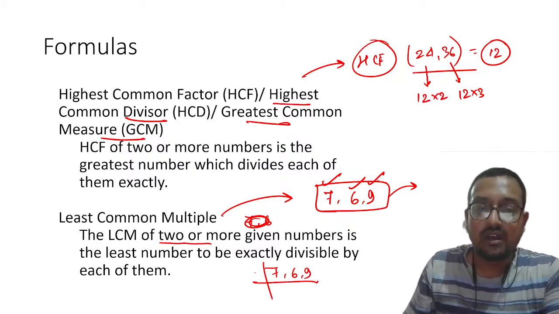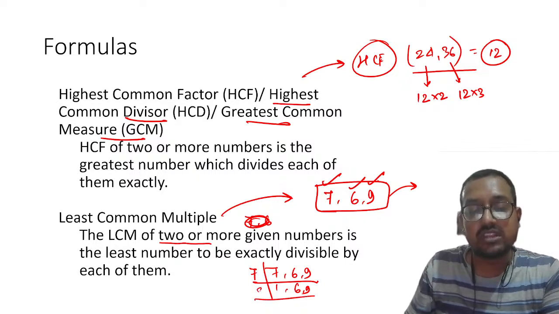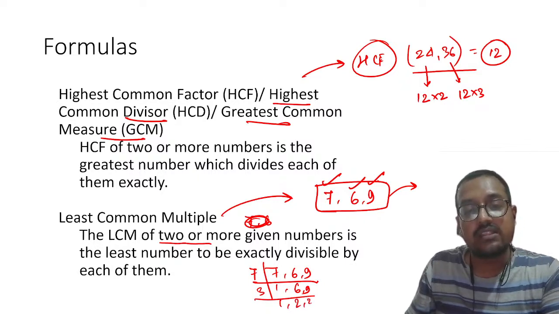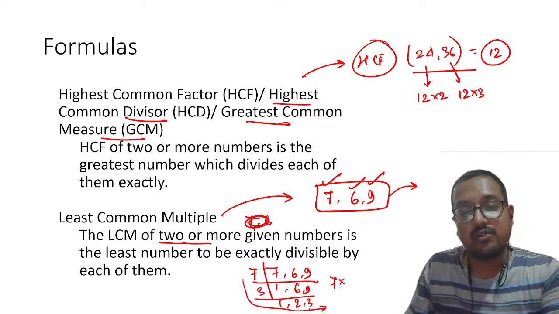Understood? So this will be like 7, 1, 6 and 9. Then I will put 3. So this will be 1, 2 and 3. Here now no one is there. So what I will do, I will multiply 7 into 3 into 2 into 3.